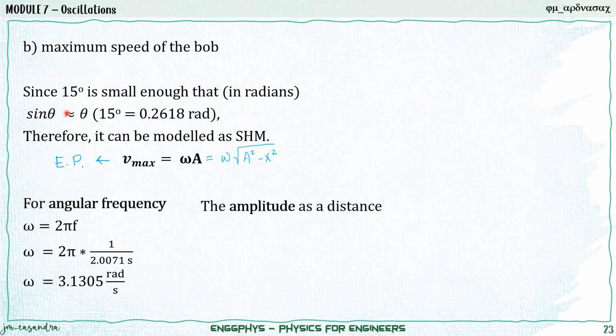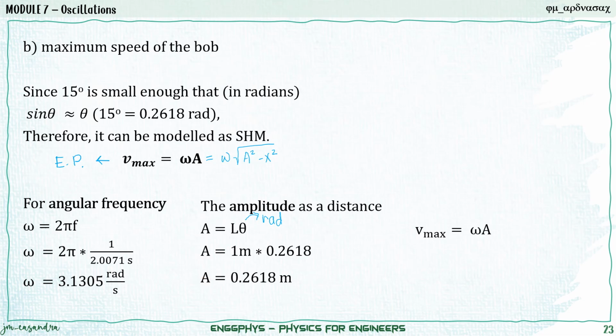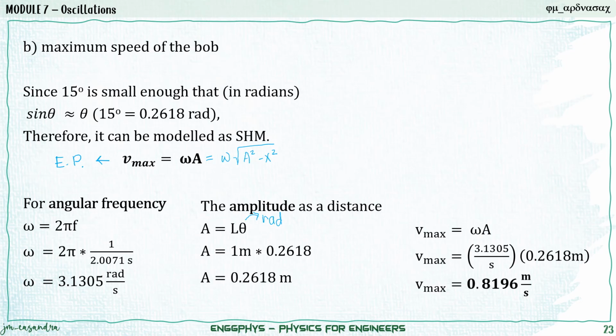So for the amplitude, we'll now solve this using our angular motion. So theta is equal to A over L. Since we're solving for the amplitude, it can be written as L times theta. So remember, theta here is in radians. So amplitude now is equal to 1 meter times 0.2618, or the amplitude is equal to 0.2618 meters. So we have now our values, omega and amplitude. We can now solve for our Vmax. So Vmax is equal now to 3.1305 per second times 0.2618 meters, giving us a value of 0.8196 meters per second. Okay, that's for your maximum speed.